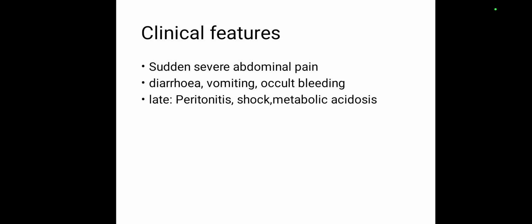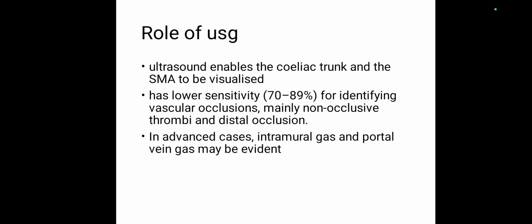So what are the clinical features? Patient will be having severe abdominal pain out of proportion to the examination findings. Associated with that, patient can have diarrhea, vomiting, occult bleeding. So even if you are giving analgesics, patient will still be complaining of pain. Now on the late stage, what happens? The patient can present with features of peritonitis, shock and metabolic acidosis.